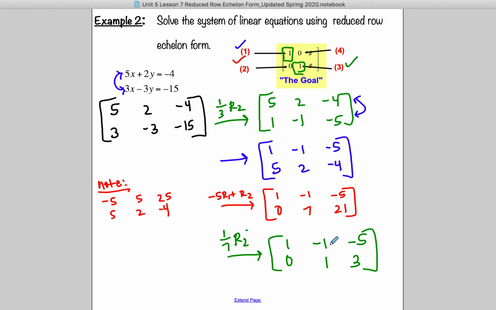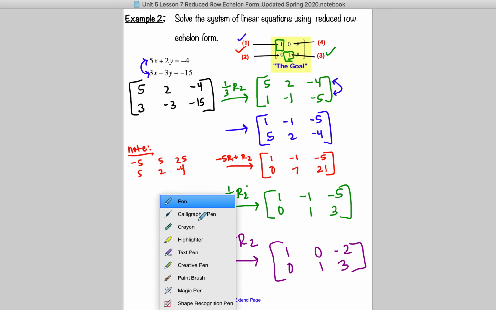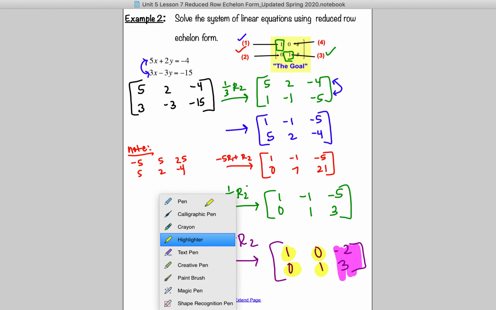Final goal, making this 0. Oh, that's super nice. I notice if I were to add my rows together right now, what would I get? I would get 0. So I'm going to take row 1 plus row 2. And remember, I can only change one row at a time. So the bottom row is staying the same. I'm not changing that one. So it's just these two. Now I'm going to add them. I got 1, 0, -2. And now have I reached my goal? 1, 0, 0, 1. Yes, I have. So my solution is what we got listed right here. So my solution is -2, comma, 3.